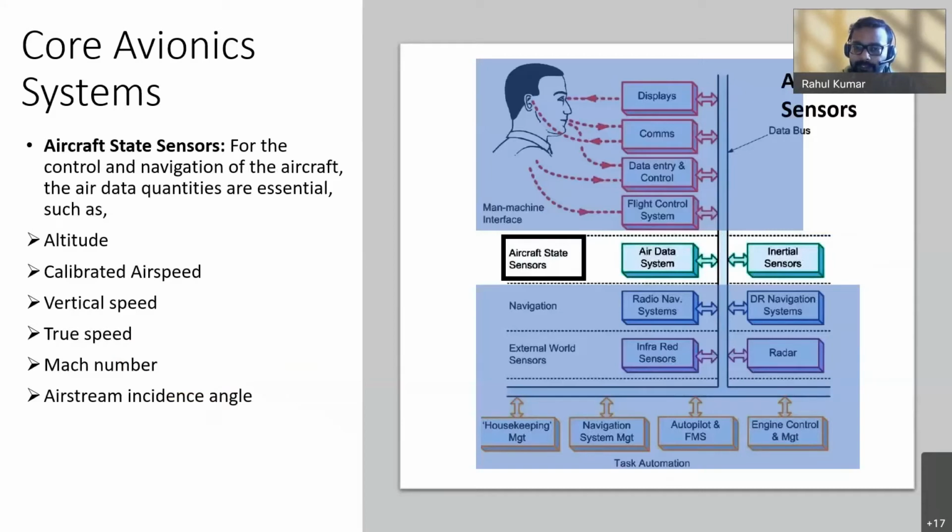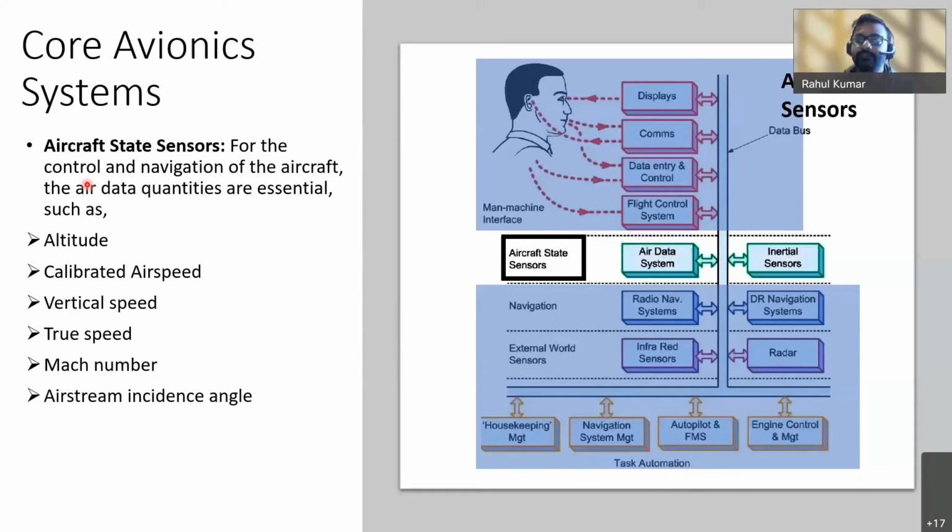The next type of avionic system is called the aircraft state sensor, right? These are used for the control and navigation of the aircraft. Like in the previous slide, I was just mentioning that with the help of some sensors, you would maintain or stabilize the aircraft in the air.